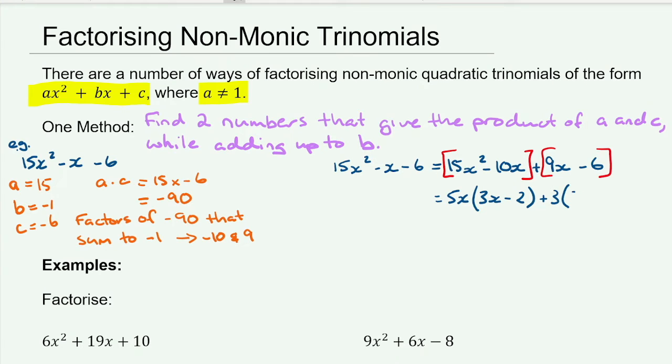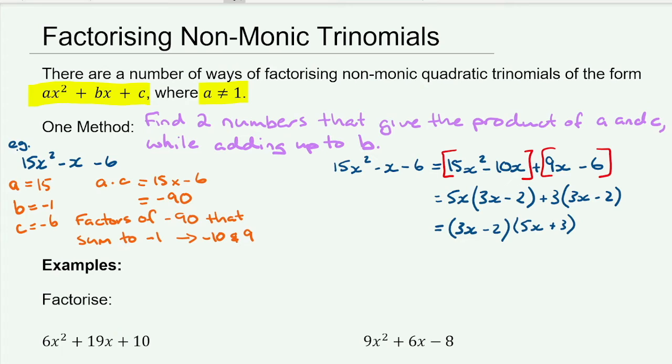And then if I do that, I can actually go 3x minus 2. Now, if you notice, the 2 bits I've got in brackets at the moment, they match. So they are a common factor. It's probably not the best way to describe it, but they're common between the 2 pairs, so they become one of our factors.